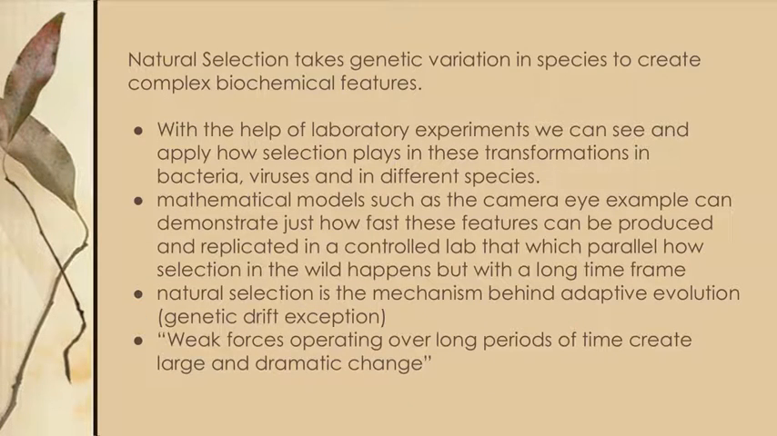Natural selection takes genetic variation in species to create complex biochemical features. Natural selection is the mechanism behind adaptive evolution, though not of every feature of evolution, since genetic drift can also play a role. With the help of laboratory experiments, we can see and apply how selection plays in these transformations in bacteria, viruses, and different species. In the end, weak forces operating over long periods of time create large and dramatic change.